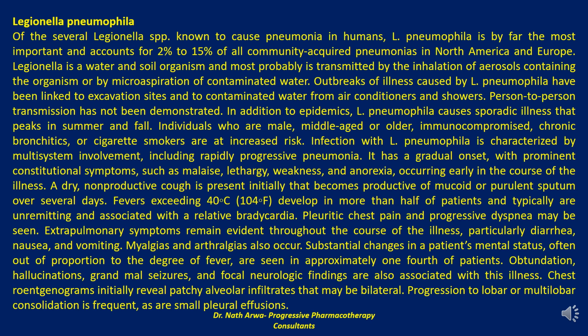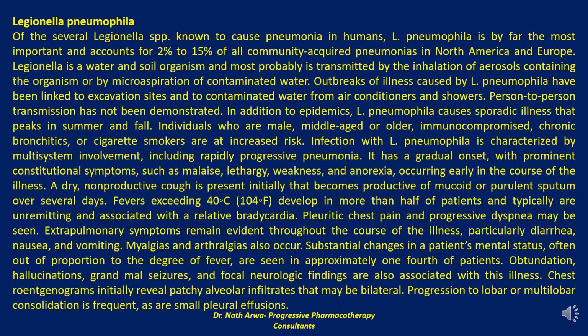Person-to-person transmission has not been demonstrated. In addition to epidemics, Legionella pneumophila causes sporadic illness that peaks in summer and fall. Individuals who are male, middle-aged or older, immunocompromised, have chronic bronchitis, or are cigarette smokers are at increased risk. Infection with Legionella pneumophila is characterized by multisystem involvement, including rapidly progressive pneumonia.